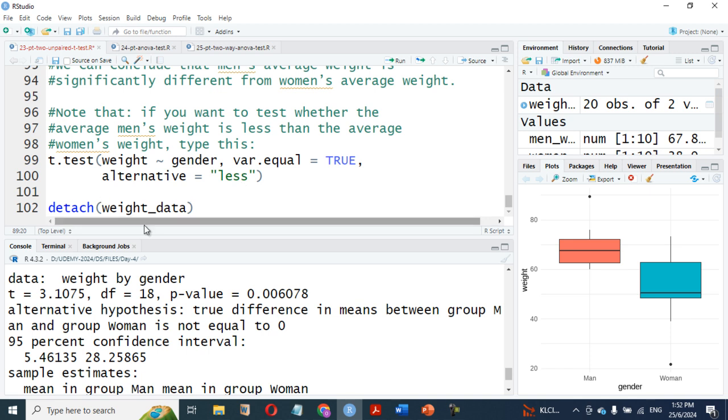Now when you are done, you can detach your data, the weight data, so that it does not follow the other data sets you are running. Just detach. Don't forget we attached first so we could use our variable straight without using the dollar sign. Now when you are done, you just run detach here, to be detached.